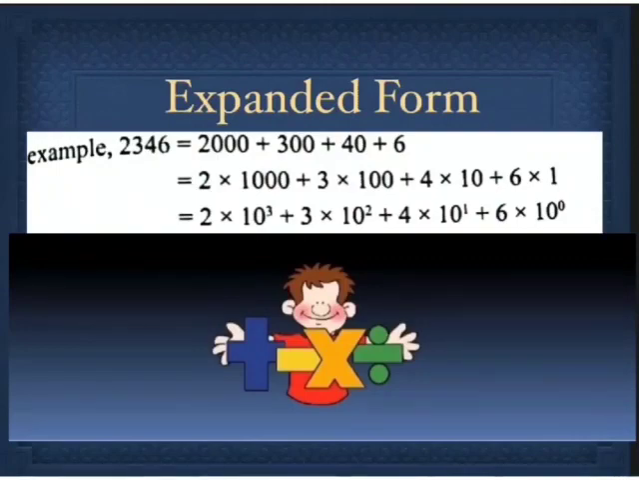3 is at 100 position, so it can be written as 3 into 10 raised to power 2. 4 is at 10th position, so it can be written as 4 into 10 raised to power 1. And 6 is at 1's position, so it will be written as 6 into 10 raised to power 0. Then add all of them.